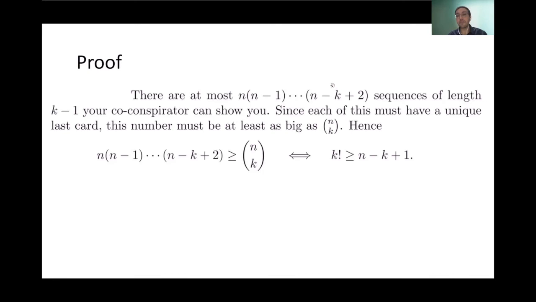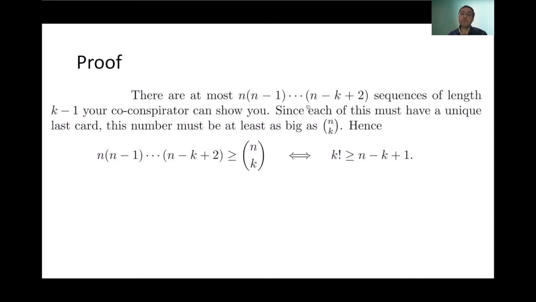Now, each of these sequences that person B reveals to person A should allow A to infer the Kth card. So each of these must have a unique last card, right? So therefore, this number should be at least as big as n choose K. Why? Because n choose K is the number of ways to choose K cards, right? So person C is giving person B K cards. So this is the number of ways that person C is giving cards to person B. And these are different from the number of sequences that person A can see. And person A should be able to recover the K cards that are chosen, right?